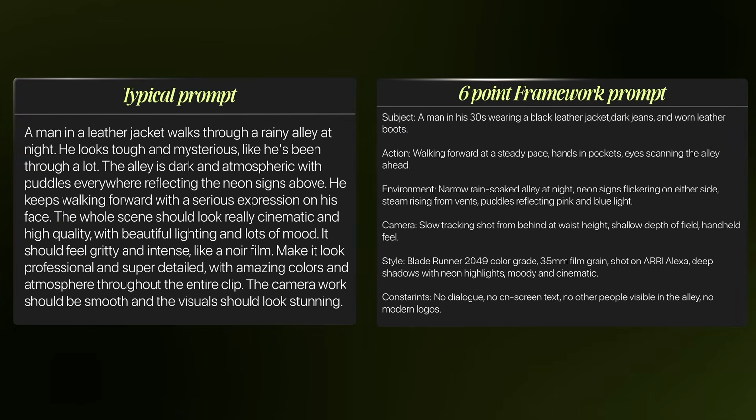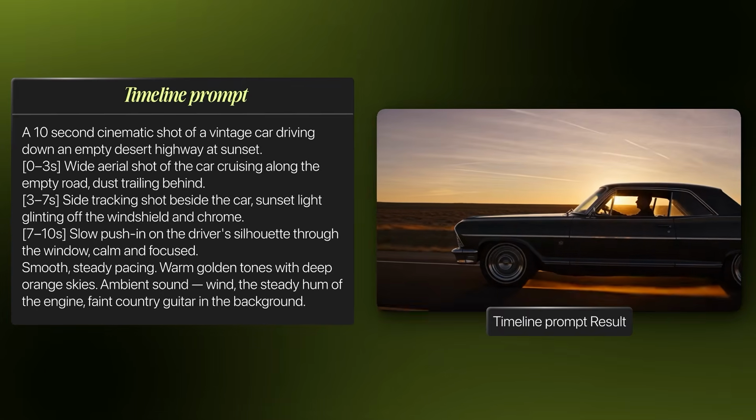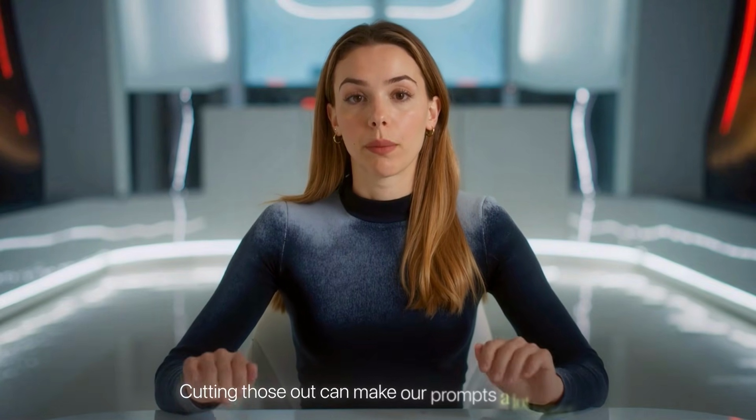Now the AI has a clear idea about what to generate, but if your video involves multiple angles or camera movements, we can also use timeline prompting. And thanks to Seedance's powerful multi-shot feature, the outputs are surprisingly accurate. So whenever we're using these prompting techniques with AI, we should always read through the final prompt before pasting it in, because most of the time, the AI adds in unnecessary detail or vague words, and cutting those out can make our prompts a lot better.